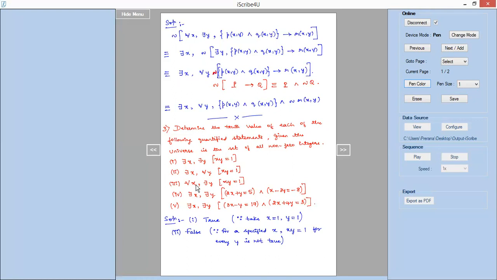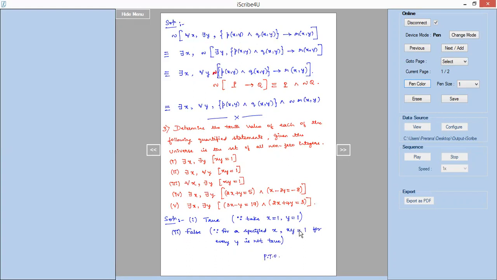For every x, suppose I take x is equal to some value, say 2, there is no integer y such that x into y is equal to 1. Remember, the universe here is the set of all non-zero integers, right? So when I take a particular value of x, for every x they are telling, no? Suppose I fix the value of x as say 2. Then there is no integer y found such that x into y is equal to 1. So that is the reason behind the third one being false.